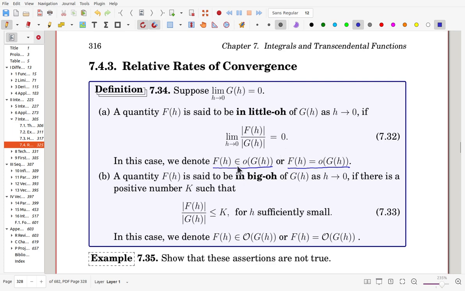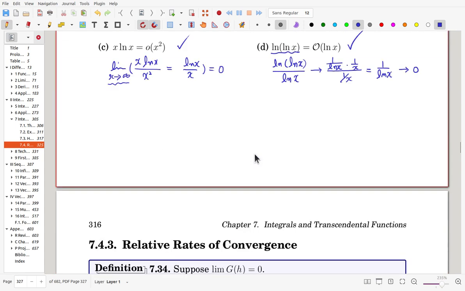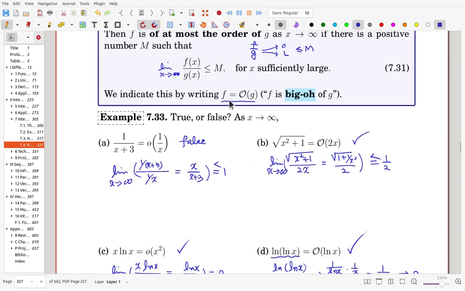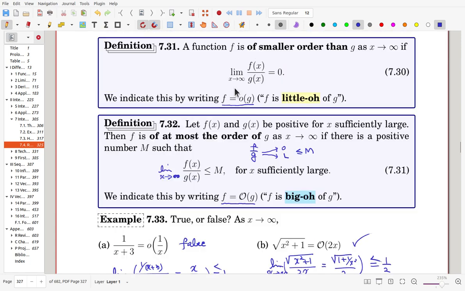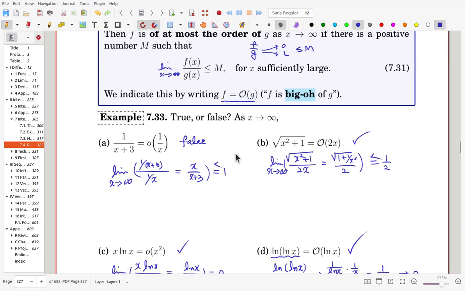Sometimes some people use that notation, and over there also the same, rather than equal, and some people use set inclusion notation for these two. Okay.